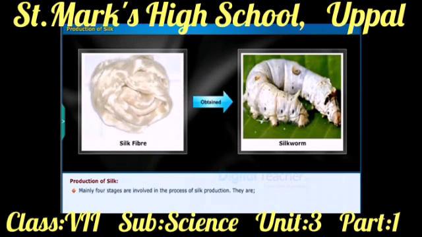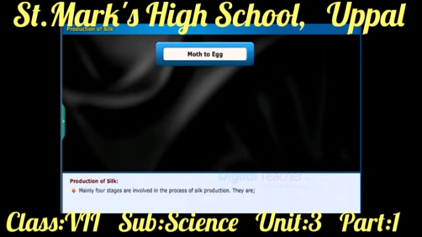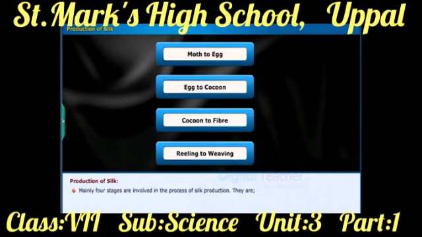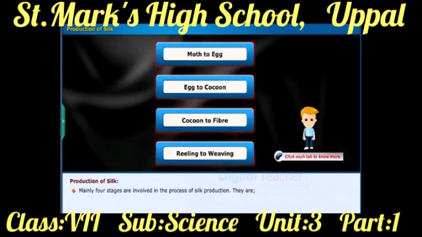Mainly 4 stages are involved in the process of silk production. They are moth to egg, egg to cocoon, cocoon to fiber, reeling to weaving. Click each tab to know more.